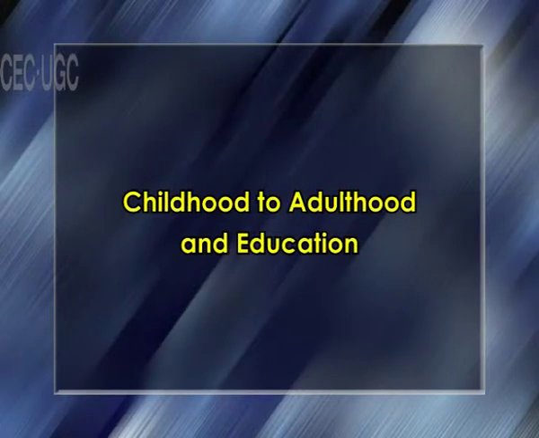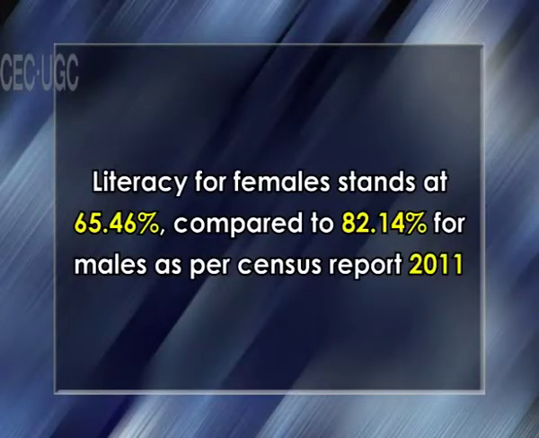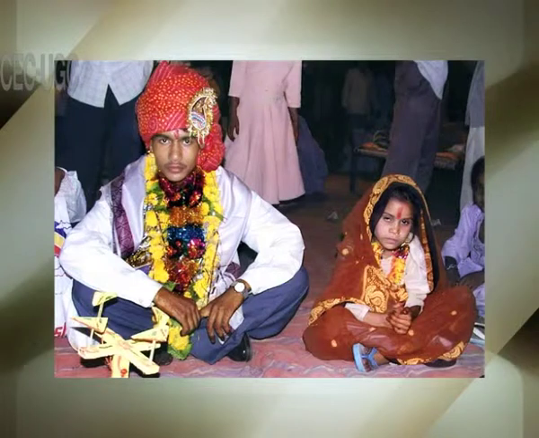Second is childhood to adulthood and education. Although literacy rates are increasing, female literacy rate lags behind the male literacy rate. Literacy for females stands at 65.46% compared to 82.14% for males as per census report of 2011. An underlying factor for such low literacy rate is parents' perception that education for girls is a waste of resources, as their daughters would eventually live with their husbands' families and they will not benefit directly from the education investment.